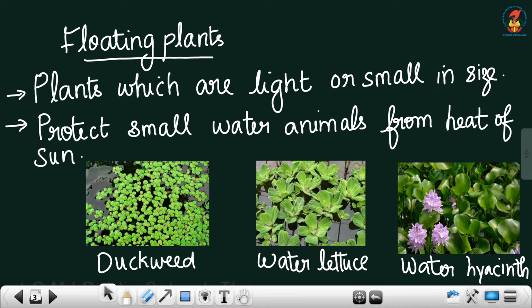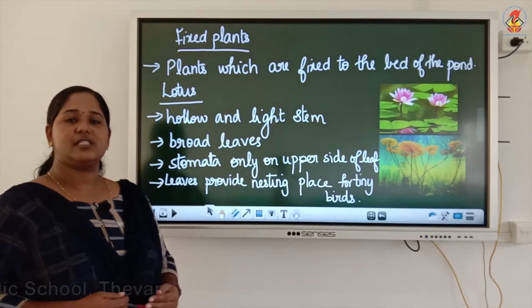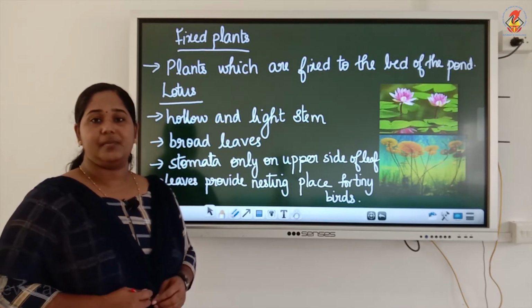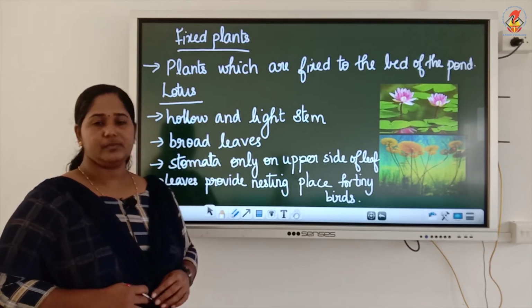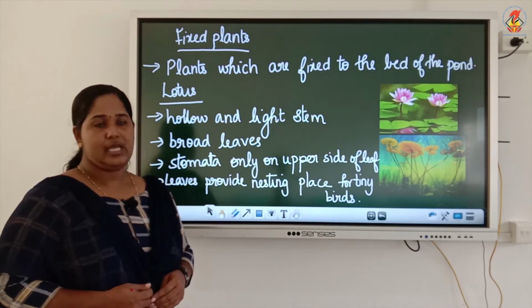Next type of aquatic plant is fixed plant. As the name suggests, they are fixed to the water bed. And the best example is lotus. There are some special features about fixed plants.